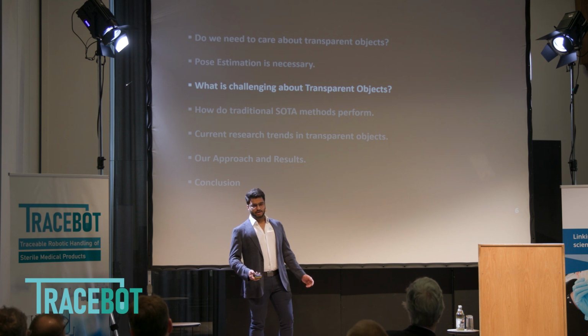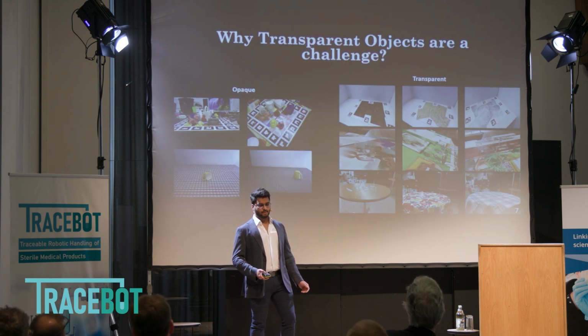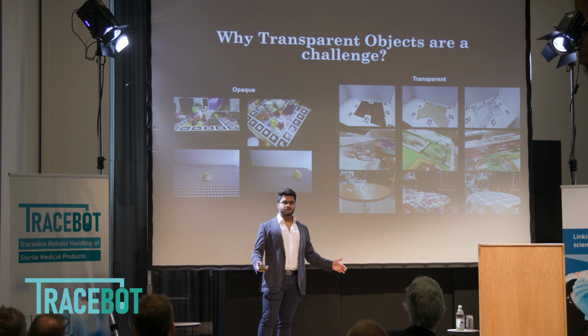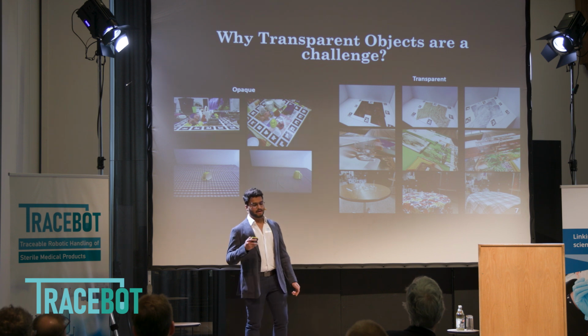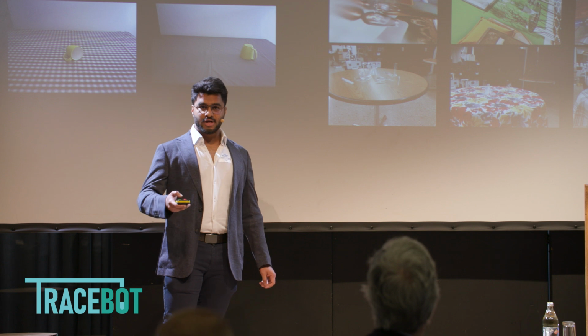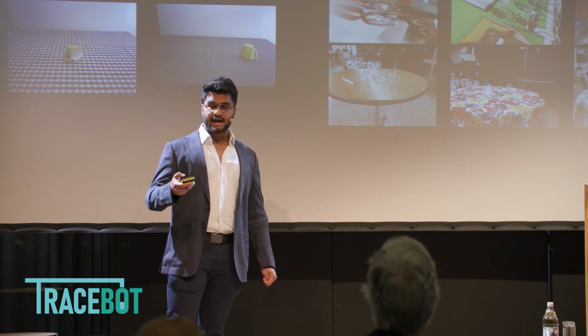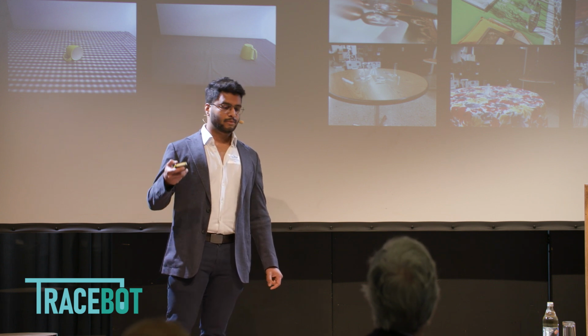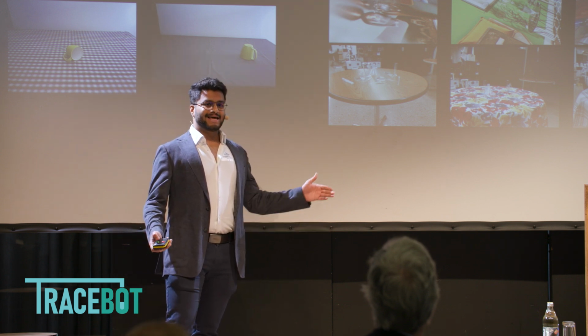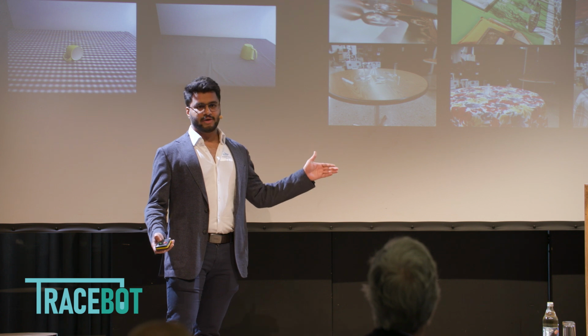But what is so challenging about transparent objects? Well, as you can see in the set of images of a transparent object, either the transparent object is not visible because of its transparency, or its appearance is heavily dependent on the viewing angle or on the background of the camera. Well, for opaque objects, that's not the case, and you can see that very well in the opaque object set of images.